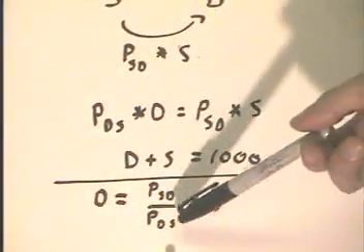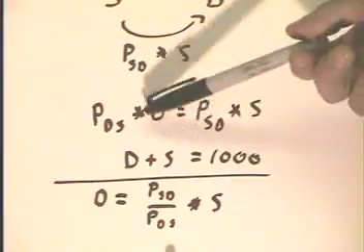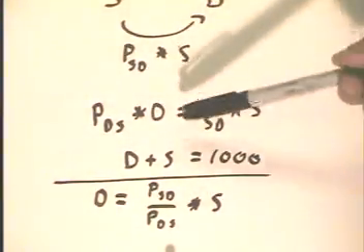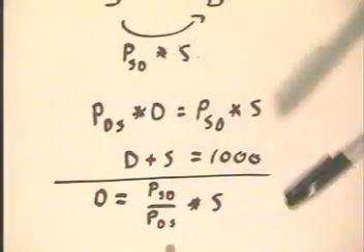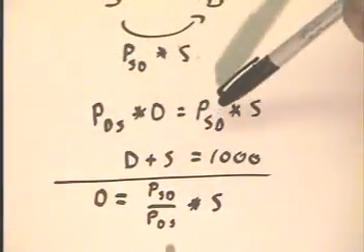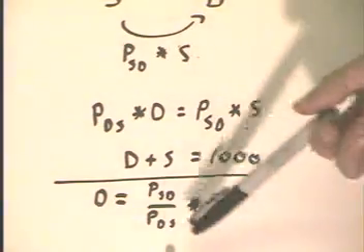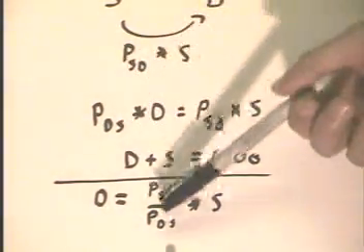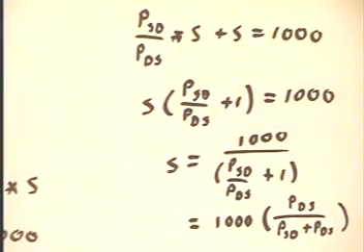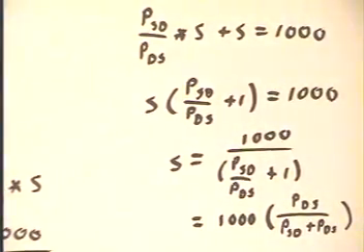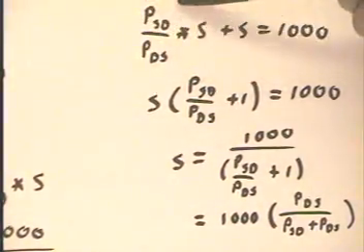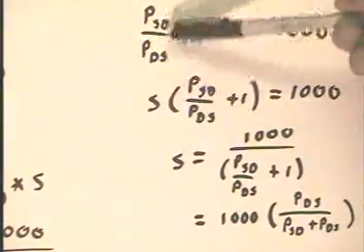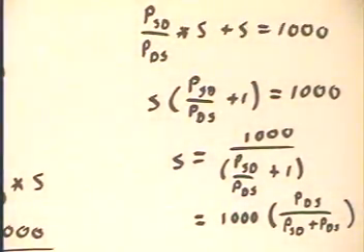Okay, so D is PSD over PDS times S. How do we get that? Well, we solve this equation for D. All we're doing is following the same procedure that we did with the numbers. Remember, we had 0.10 D equals 0.20 S. We divided both sides by the 0.10, and we got D equals 2S, right? Here we're getting D equals PSD divided by PDS times S. If we substitute that expression for D into the equation that said D plus S equals 1,000, well, we get PSD over PDS times S plus S equals 1,000.